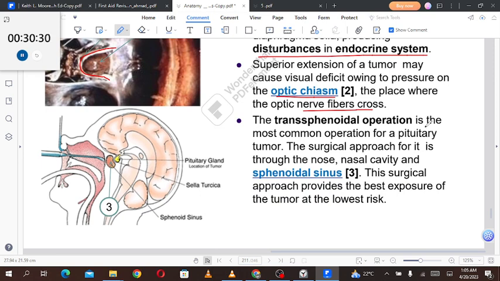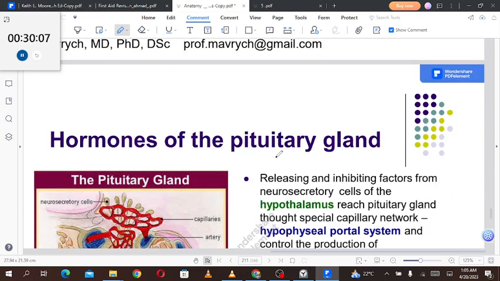The transsphenoidal operation is the most common operation for pituitary tumors. The surgical approach for it is through the nose, nasal cavity, and the sphenoidal sinus. Okay, we move to the nose and then the nasal cavity, and then we go to the sphenoidal sinus. So here we have the nose, nasal cavity, and then this is the sphenoidal sinus over there. And from the sphenoidal sinus we approach the pituitary. This surgical approach provides the best exposure to the tumor at the lowest risk.